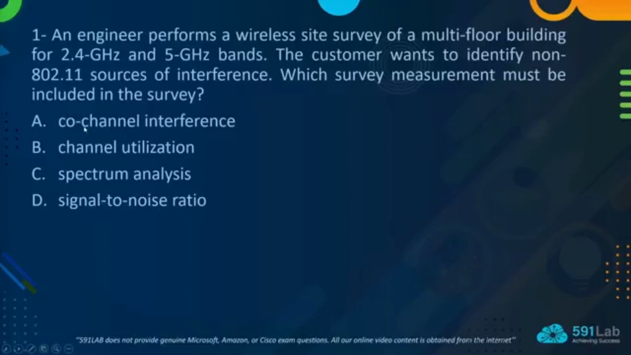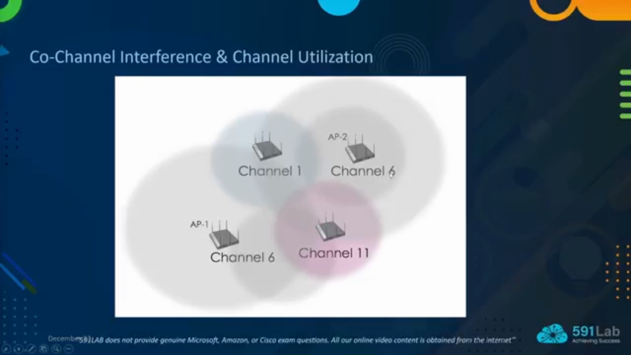So here are the options that we have: co-channel interference, channel utilization, spectrum analysis, and signal to noise ratio, or SNR. So let's take it one by one. Co-channel interference. In any deployment, we have multiple access points that will work on a single channel at a time. For example, here, if we take AP1 and AP2, both APs are working on channel 6 and channel 6. So these two are actually having an interference between them.